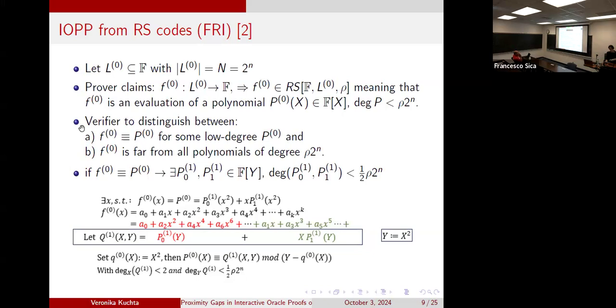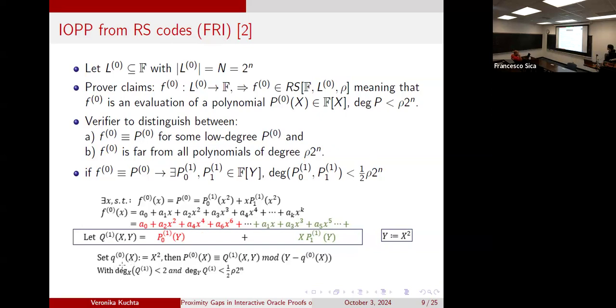We mentioned earlier, if f0 is indeed congruent to some low degree polynomial, then there exist such two polynomials, P0, the red one, and P1, the green one, with degrees for sure smaller than a half of the initial degree. Right? So the degree of each of those polynomials is smaller than a half of the initial degree. So what we have managed by now is to reduce the problem from degree rho times 2 to the n to a problem which gives us polynomials of degree which is a half of the initial degree.